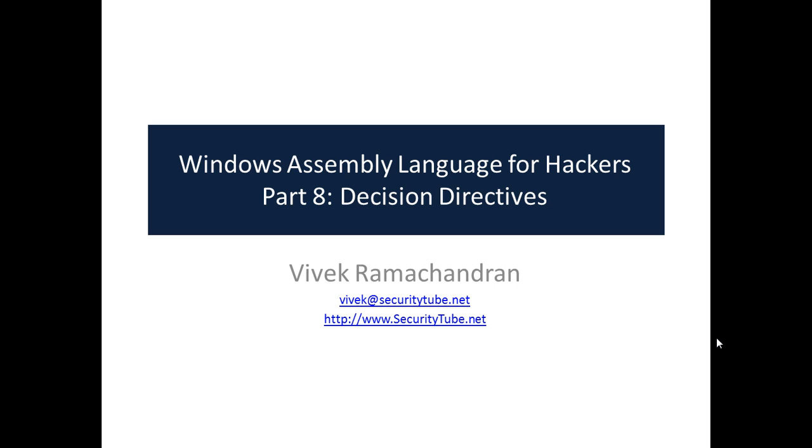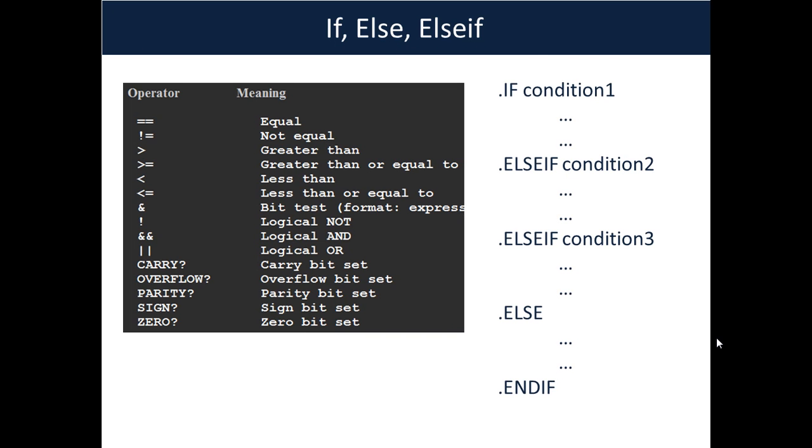In this video, we will look at a couple of directives using which we can actually do decision making in programming. The one we will explore here is the if-else-else-if directives offered by MASM. These are very powerful directives which almost give us as much flexibility as a high-level language would.